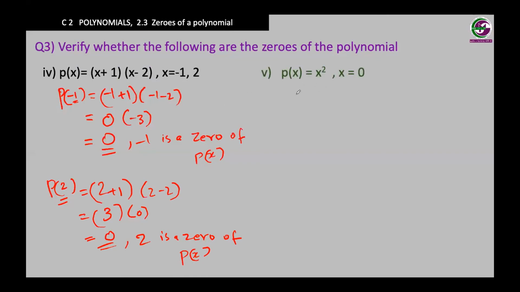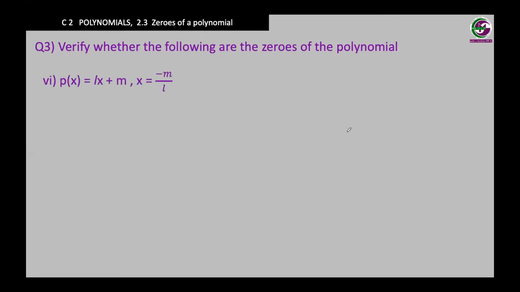P of x is equal to x squared. So we replace the value by 0. P of 0 is equal to 0 power 2, which is equal to 0. We get the answer 0. So we say that the value 0 is a 0 of the polynomial. Why? Because when you replace the value of x, you get the answer 0. Now the next one, question 6.